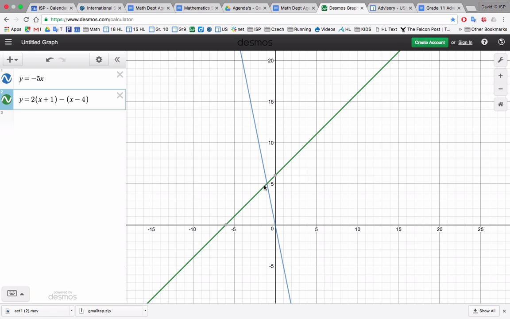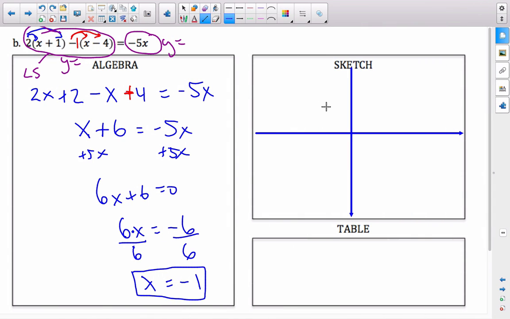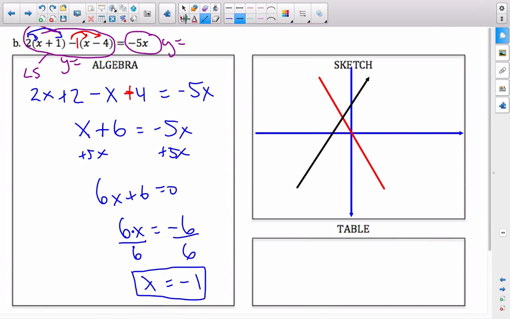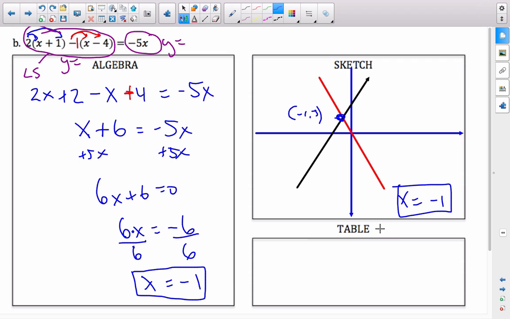This looks like it's almost 5. Yeah. Okay, that's the y value, and -1 is the x value. All right, so when I make a quick sketch of that, I'm going to go, here's one line. Here is another line. And -1, 5 was the point of intersection. So this is going to be the point -1, 5. So x equals -1.